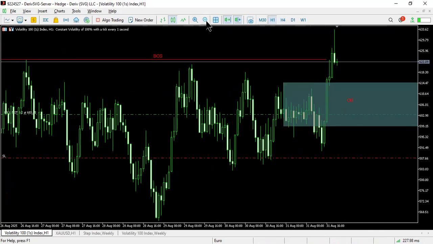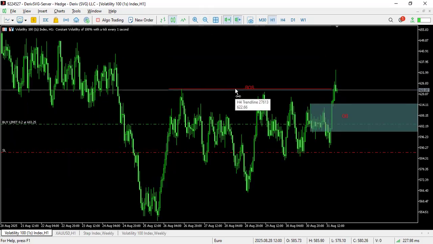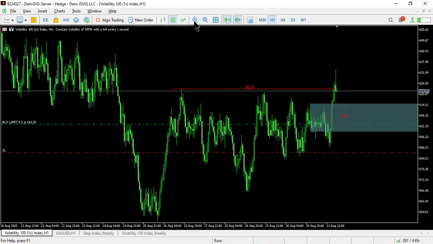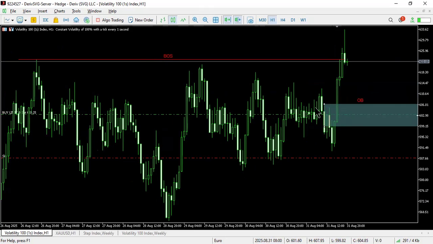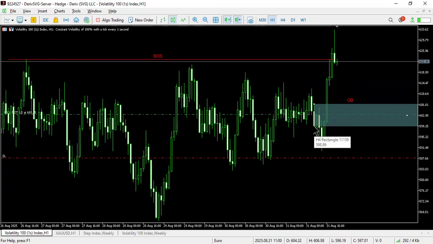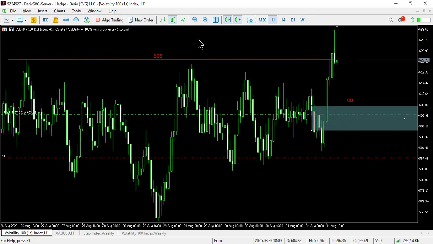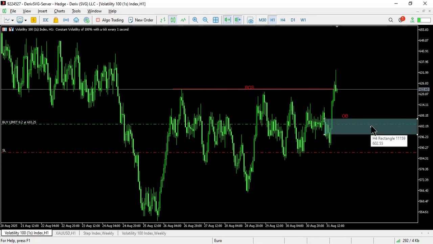And then from the 1 hour, we can see that price has broken a high. And now we are waiting for the price to come back and mitigate our order block. That is why I placed a buy limit there, because price has broken a high. I'm waiting for it to come back and mitigate that order block. So I'm waiting for price there.